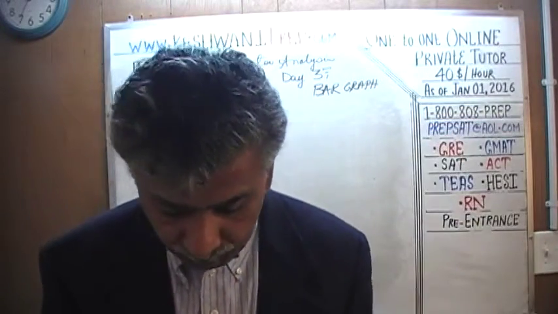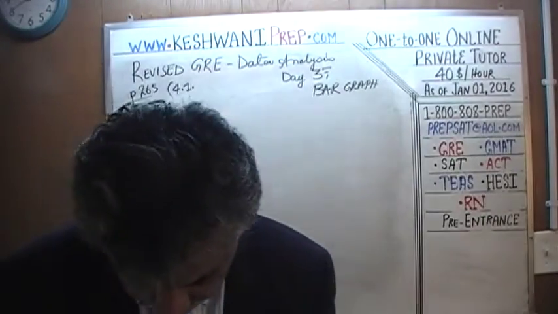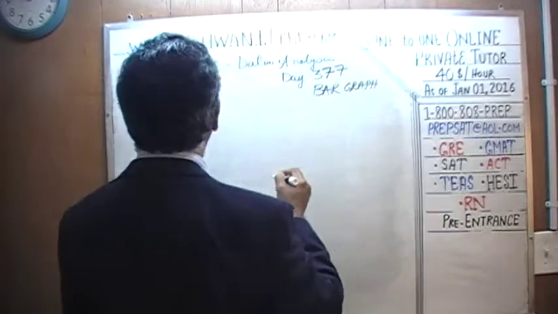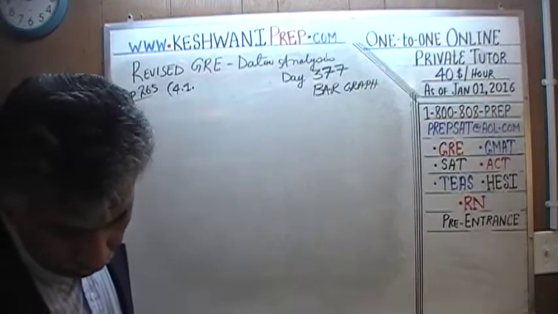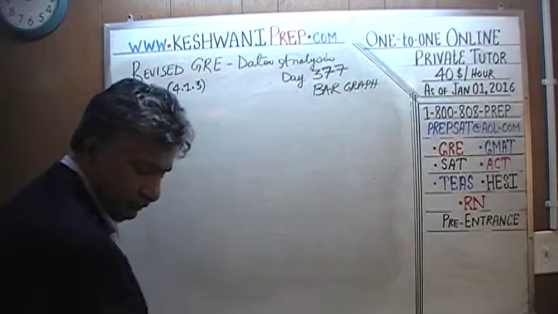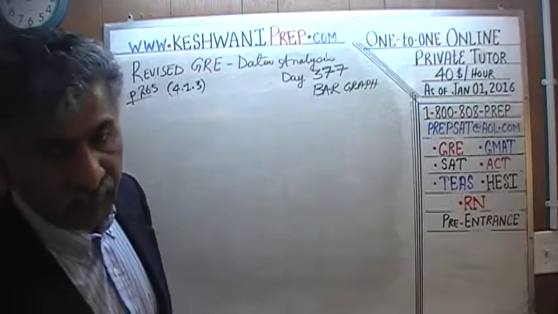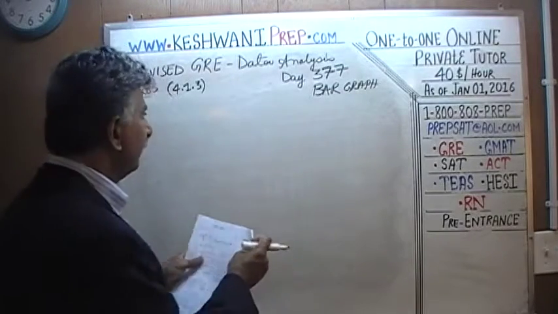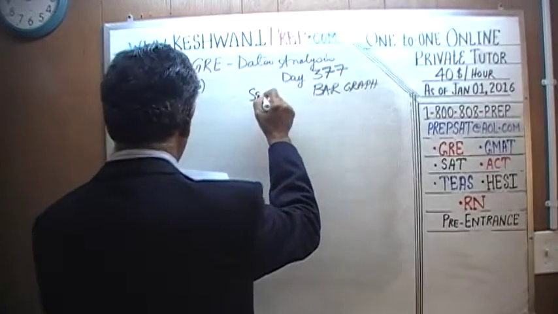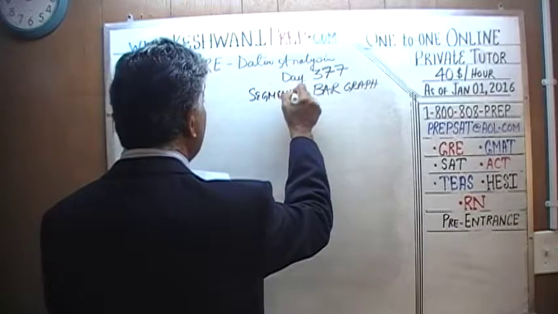Today, we'll solve the problem that you will find on page number 265, and today is our lesson number 377. The problem is 4.1.3, which refers to the topic of segmented bar graph, not the regular bar graph, but segmented bar graph. It's going to have segments, maybe two segments, maybe three segments, depending on the situation. Let's take a look at it.